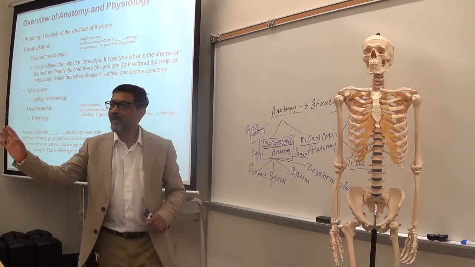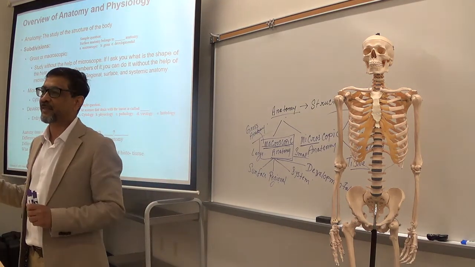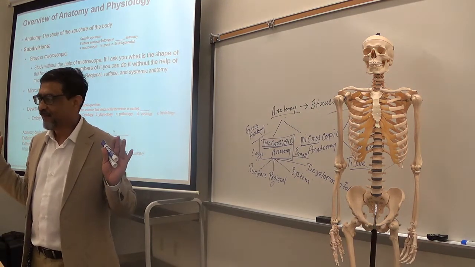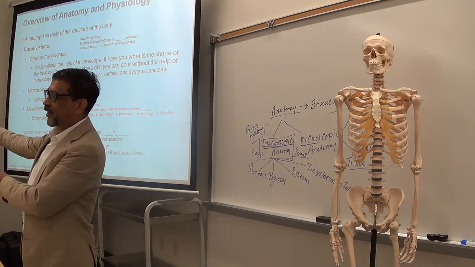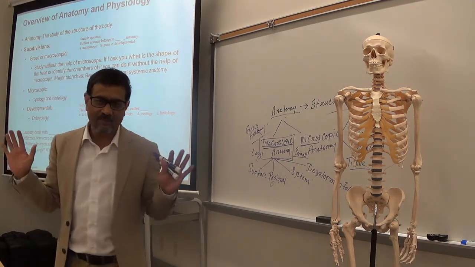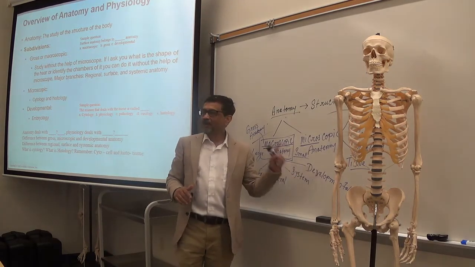System. How many systems do we have? 11. So if any anatomist decides that I will only study the cardiovascular system, make sense? Or I will only study the respiratory system. So that is system anatomy. Make sense? So we have 11 systems. Developmental.